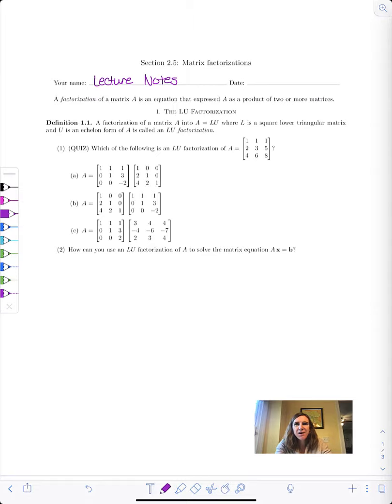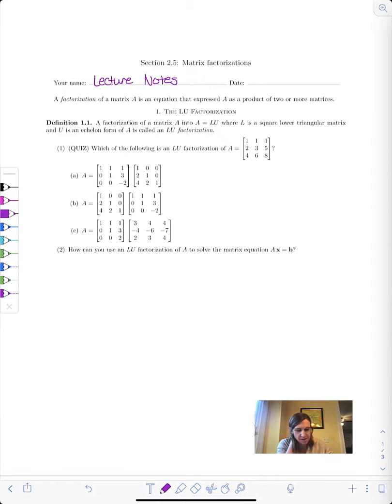Hello and welcome to our linear algebra lecture notes for section 2.5, matrix factorizations. The basic idea is that a factorization of a matrix is just a way to write a matrix as a product of two or more matrices. And really we're seeing this as a warm-up to some of the things that we'll do much later in this school year. But for now, we'll look at one specific kind of matrix factorization called the LU factorization.